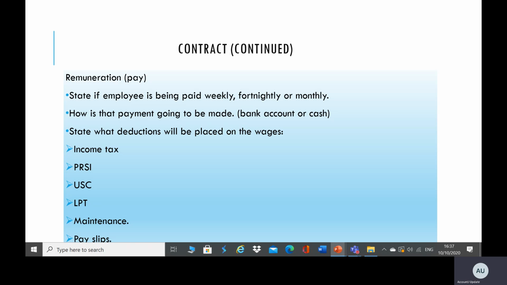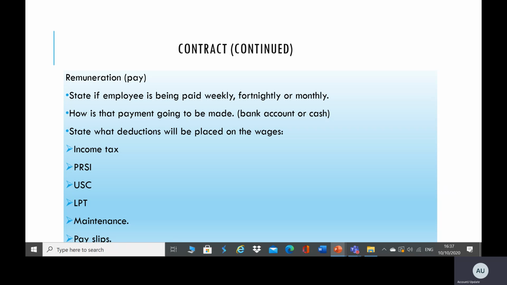Now, pay. You must tell them, you can go back to wages then, and you could put this under wages if you wanted to. You could state to the employee if they're being paid weekly, quarterly or monthly. And then how are they going to be paid? Are they going to get cash with a wage slip, or will it be paid into their bank account? You must also state what deductions will be placed on the wages. There will be income tax deductions, PRSI, universal social charge, local property tax.